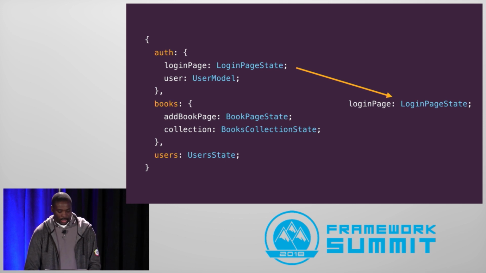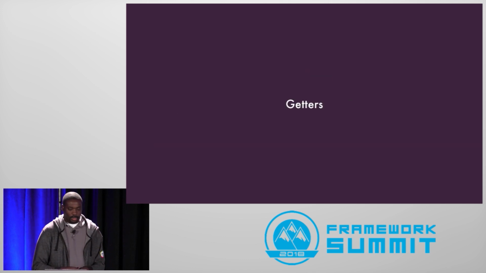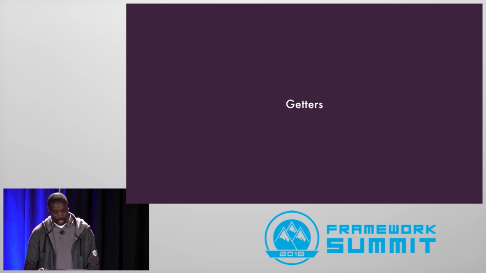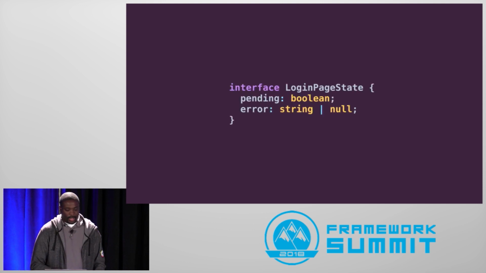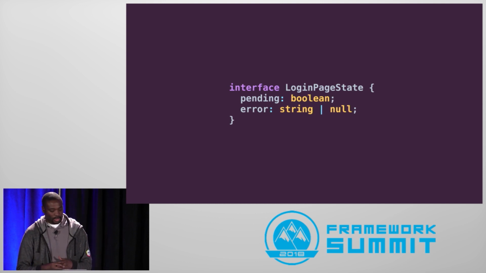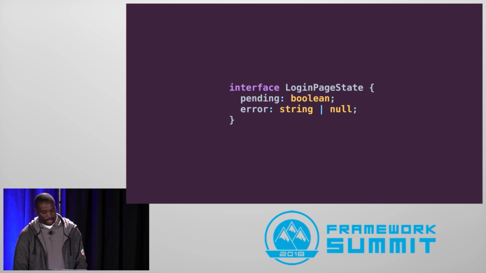And there are two types of selector functions, getters and derivers. Getters are simple functions. They usually live with your reducers, and they only operate on small, specific pieces of state, if you're familiar with the Redux pattern. If we look at this login page state interface, it just has a couple of properties. So let's look at how you could use a selector as a getter function to get one of these properties, and we'll build off that later.